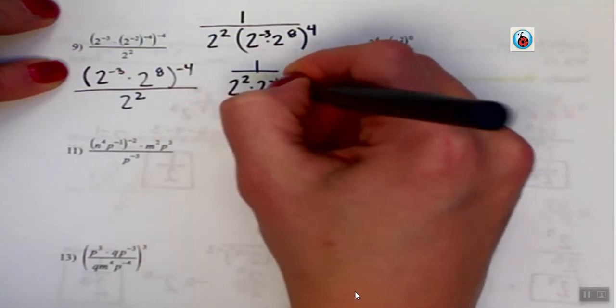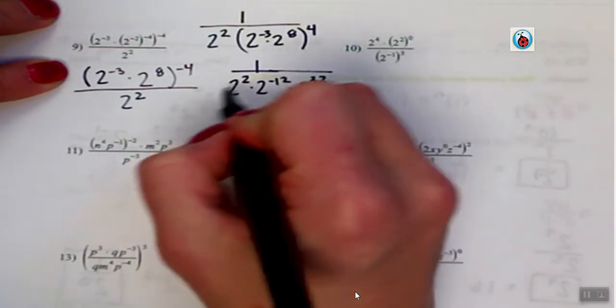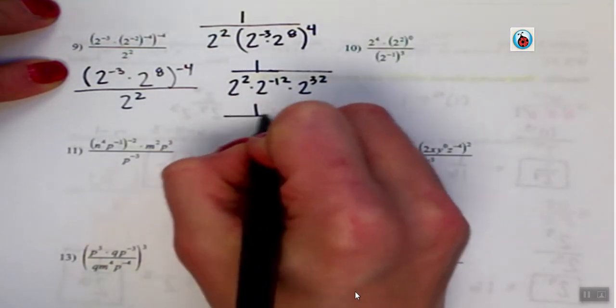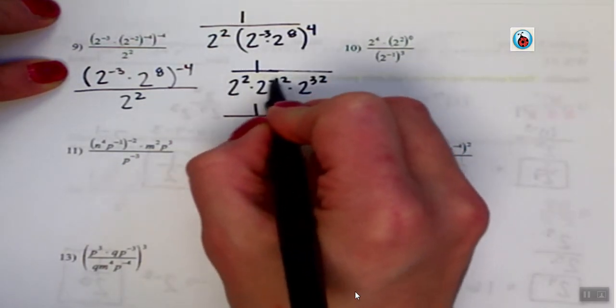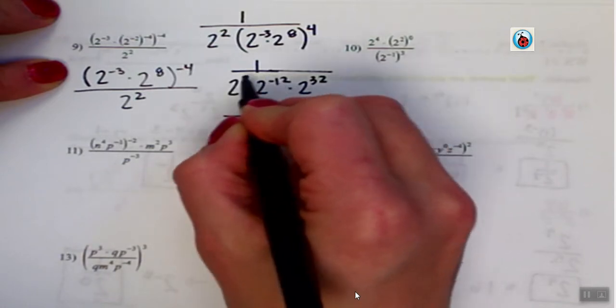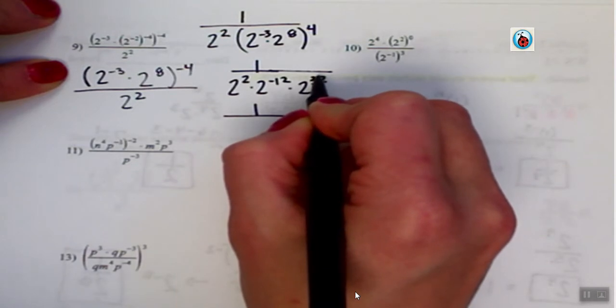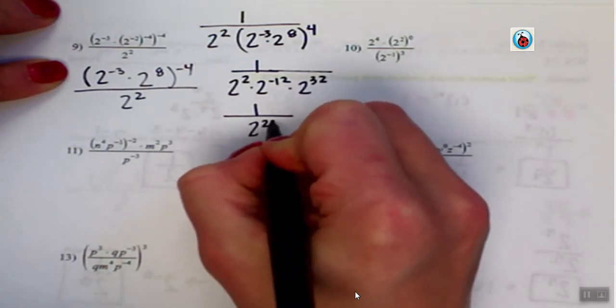Negative 12, 32. Okay, let's see what we can do here. This gives me 2 to the negative 10, right? Add the exponent, so negative 10 plus 32 is positive 22.